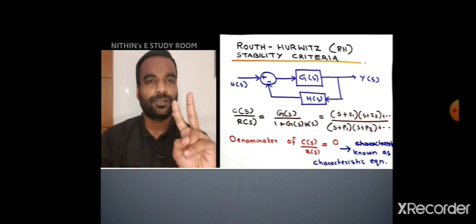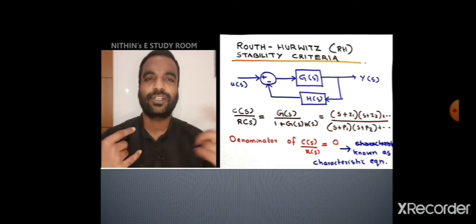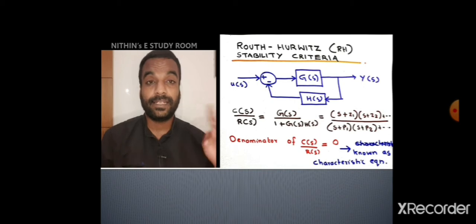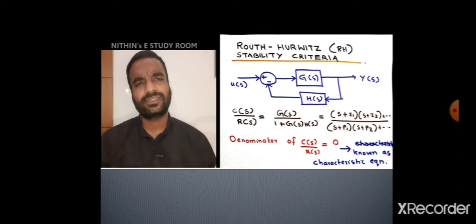That is 2, because if you are opening the brackets, it will give (s plus 2) into (s plus 3). If you are opening the bracket, what will it give? Please try. s square plus 5s plus 6. So the degree of the highest order term is 2, s square. So it is a second order term. Or simply, if there are 2 poles, it is second order.